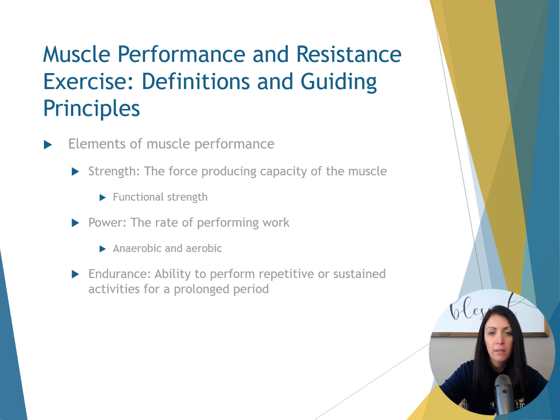muscle strength is the greatest measurable force a muscle or muscle group can exert to overcome resistance during a single maximum effort. And functional strength relates to the ability of the neuromuscular system to produce an appropriate amount of force during functional activities in a smooth and coordinated manner.